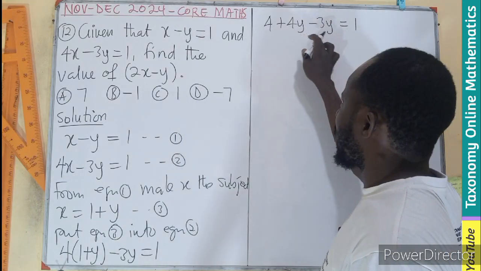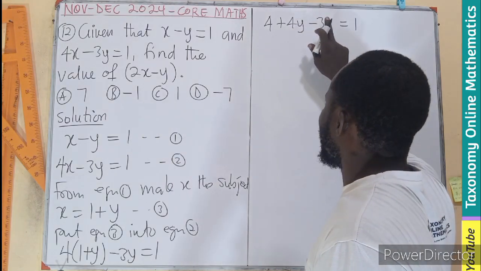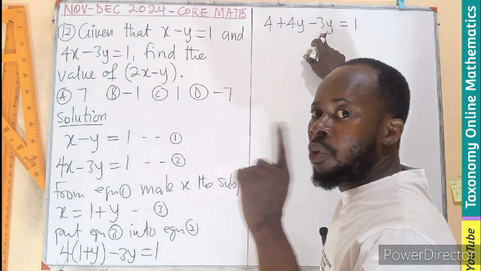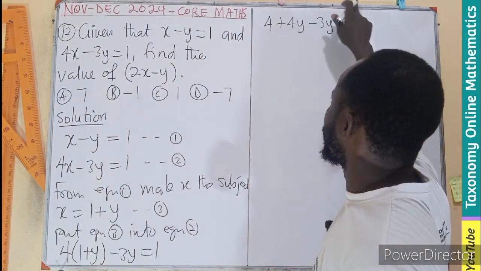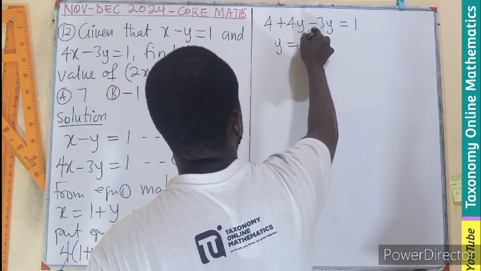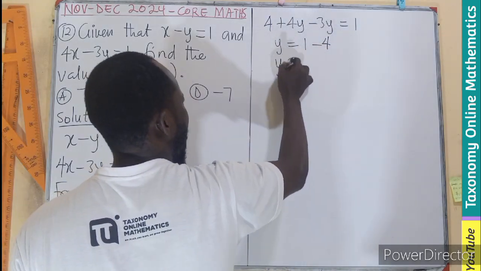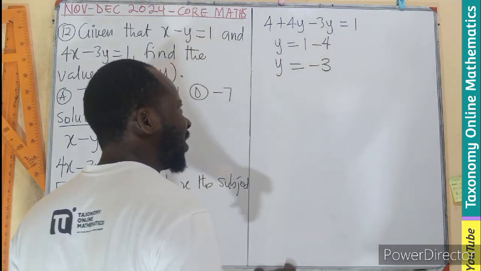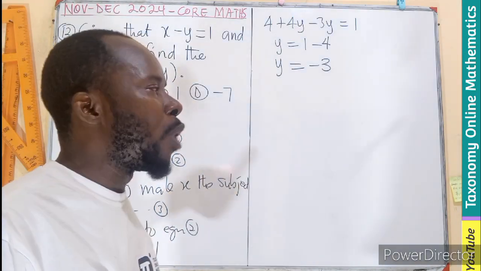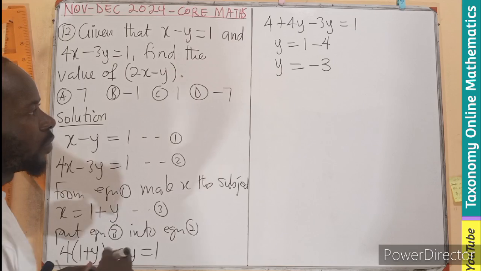You can see in the case of this, they are like terms, so we can subtract 4y minus 3y. That will give you only y. Then this will also transpose. So I'll be having y equals to 1, which is this, minus 4, making y equals to negative 3. If you take away 4 from 1, you will not be able to get it that easy. So it becomes negative.